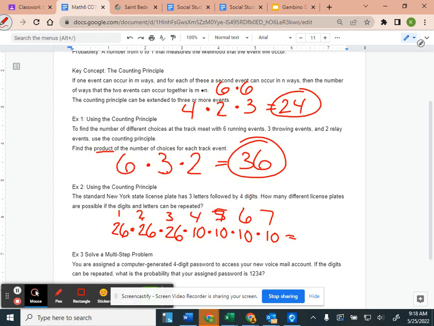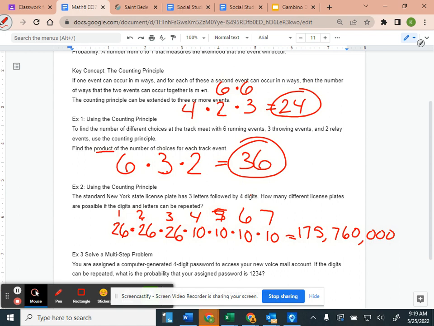I knew the first way I looked at it was too easy. We have 7 different possible spots on the license plate, so we have 7 different numbers we have to multiply together. Anthony, what is it? It's 1.7576. So it's 175 million, 760,000.